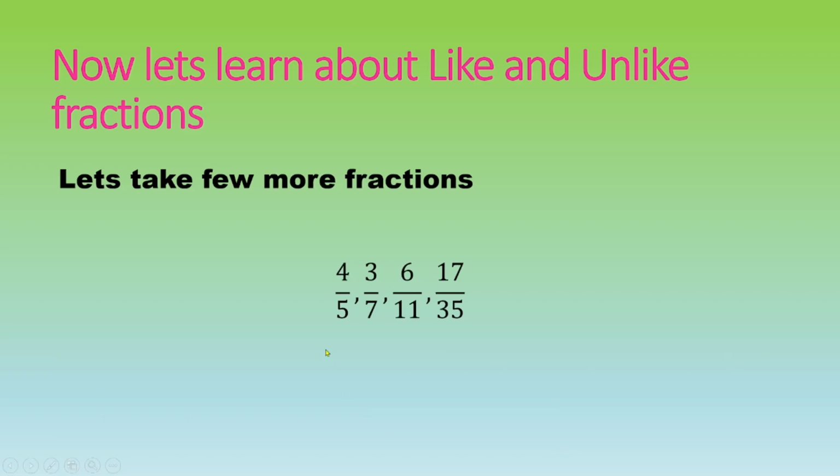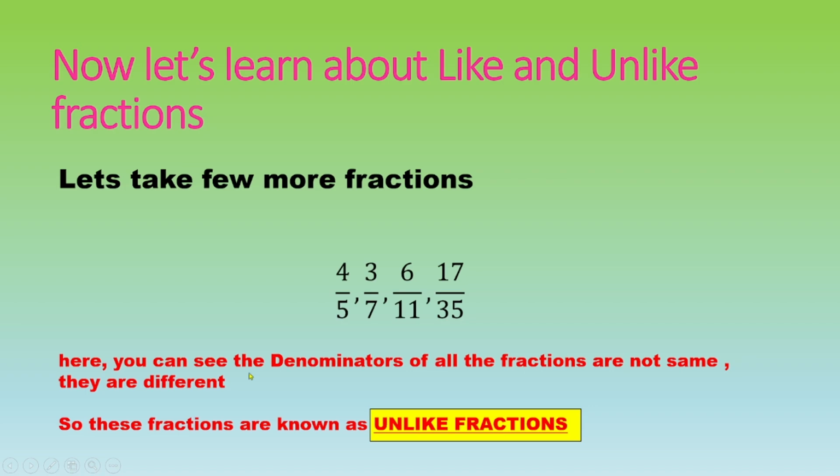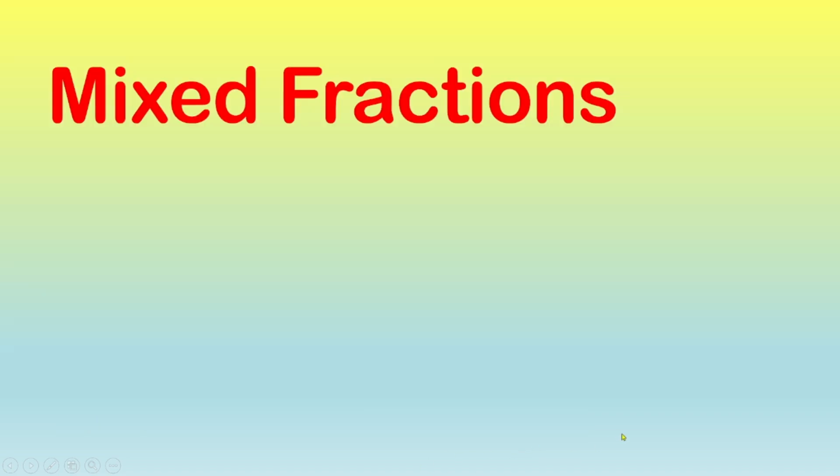Next, if we take some other fractions like 4/5, 3/7, 6/11, 17/13. In all cases, the denominators of these fractions are not same. That is, they are different. So these fractions are known as unlike fractions. I hope like fractions and unlike fractions are clear to you.